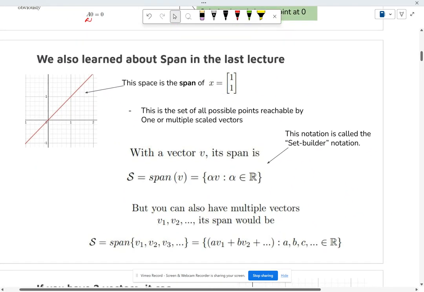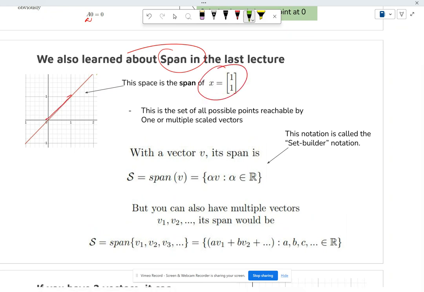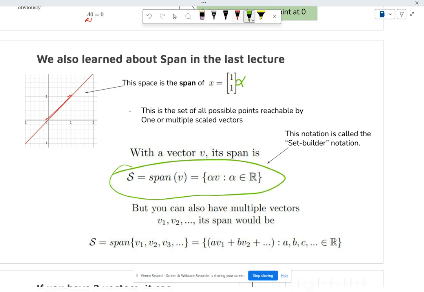Last time we also learned about the concept of span. Here's the vector 1, 1, and the span is this entire line, basically anything that multiplying by some constant alpha could reach. The definition of the span of a vector is the set such that if you pick any real number and plug it in here, it becomes an element of this set. That's just with one vector.